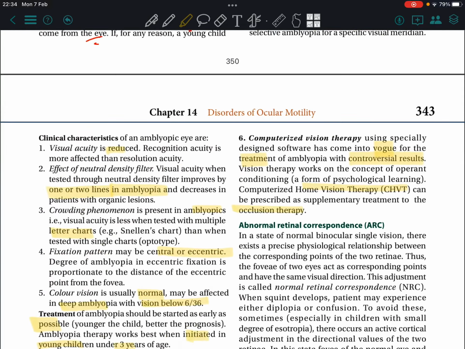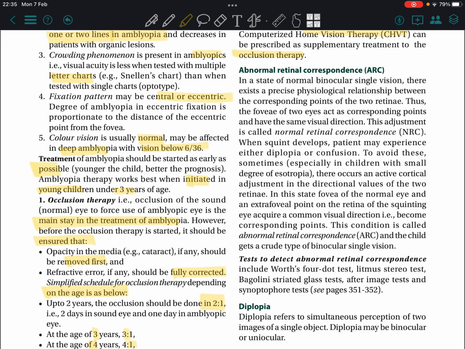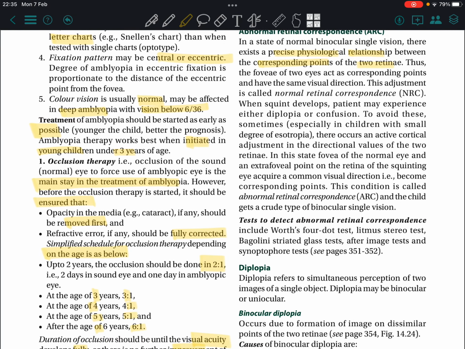Abnormal retinal correspondence. In a state of normal binocular single vision, there exists a precise physiological relation between the corresponding points of the two retinae. Thus, the fovea of the two eyes act as corresponding points and have the same visual direction. This adjustment is called normal retinal correspondence.